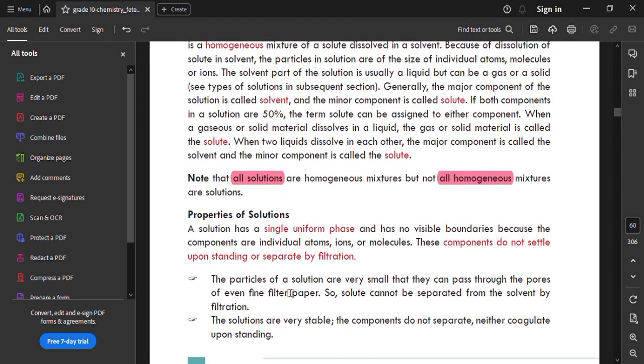So, the particles of a solution are so small that they can pass through the pores of even fine filter paper. So a solid cannot be separated from the solvent by filtration.